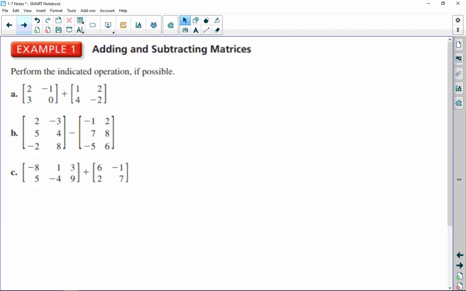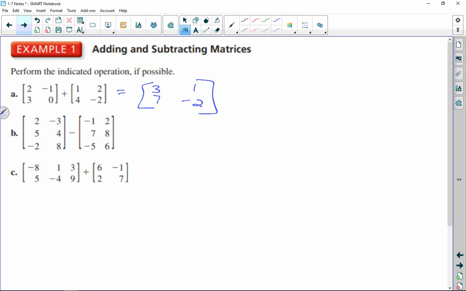Alright, let's look at one real quick. Perform the indicated operation if possible. Can I add those two? The top two, can I add them? Sure. You got 2 by 2 plus a 2 by 2. Okay, so what do I start with? 2 plus 1, which is 3, good. So I'm going to make matrix, that's going to be 3. A negative 1 plus 2 would be what? 1. 3 plus 4, 7. 0 plus negative 2. And then I'm done. Pretty simple, yeah? Yeah, it's not too bad.